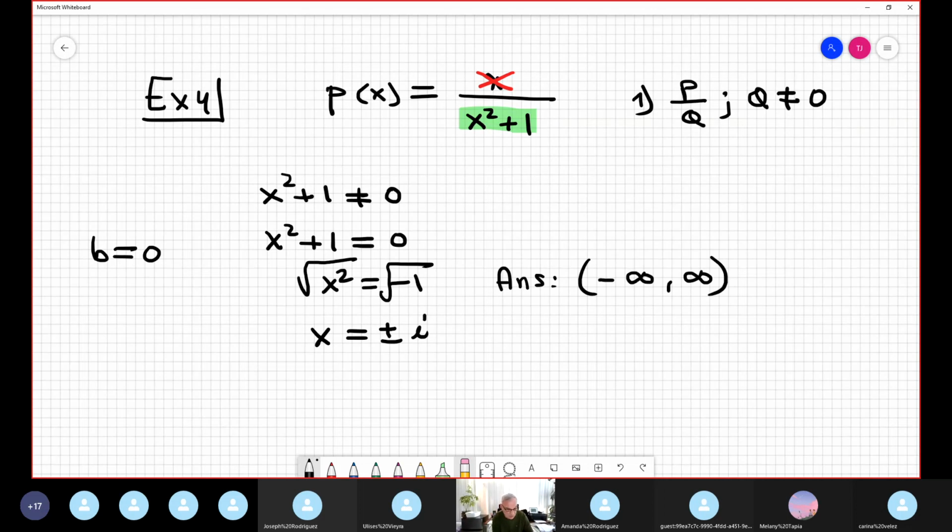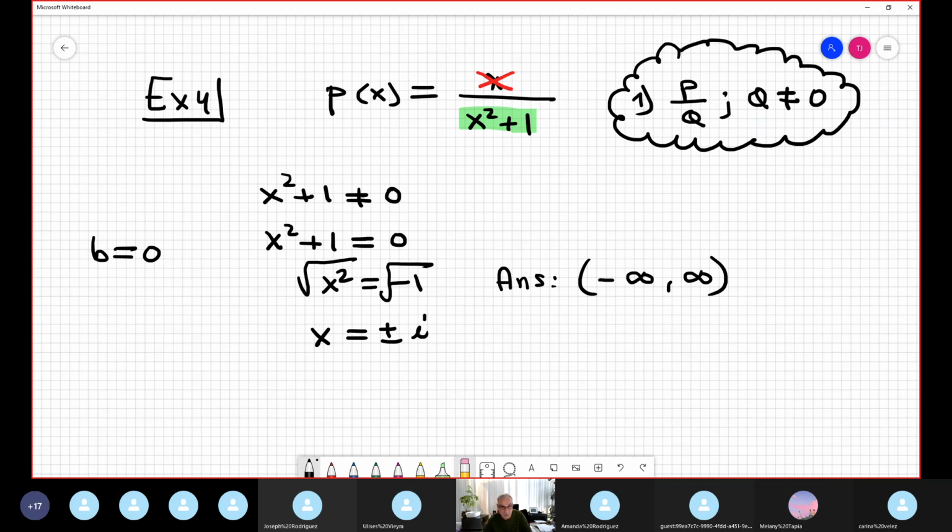Do you understand this idea very well, or is it confusing? Let me repeat using other words. You investigate. You apply the restriction guide, goal number one, when it's a fraction. I take the expression in the denominator, and I enforce it to be zero. Okay, this is algebra, no big deal. I solve the quadratic equation, in this case using the square root method. I discover that the solution is imaginary, plus or minus i.